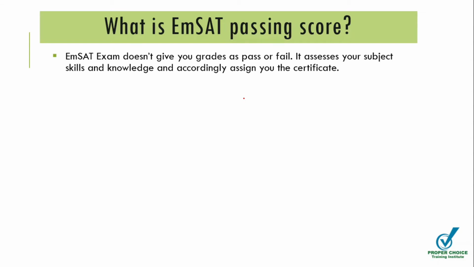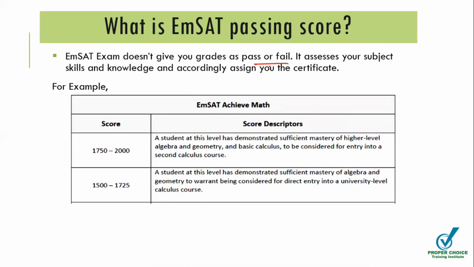So let's say you get a score and fall in a certain range. They will say, okay, this student is good with the basics of algebra, so he can directly enter the first year of a university program. They will give you a certification, but there is nothing called a pass or a fail for the EmSAT exam. Whatever score you get, the requirement is also decided by the university. Different universities have different score requirements. Let me show what kind of certification you will get.